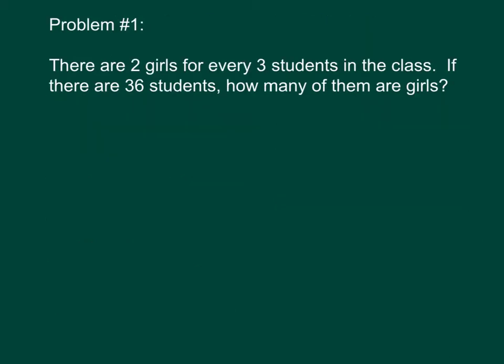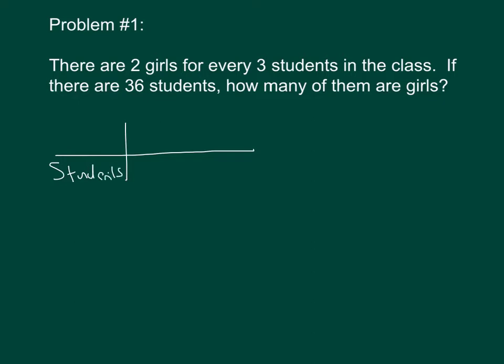Now let's actually try this out based on a real-life problem. There are 2 girls for every 3 students in the class. If there are 36 students, how many of them are girls? So let's take a look at what's happening in this situation. I'm comparing girls to students. At no point do they mention boys, and they don't ask about boys at any point in the question, so I don't have to include them at all. And luckily, it's already written as part-whole, because in the group of students, 2 of them are girls.